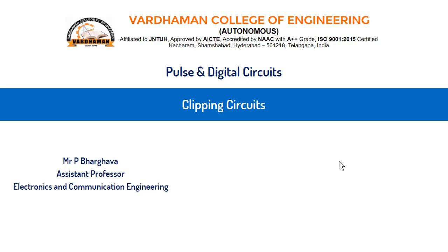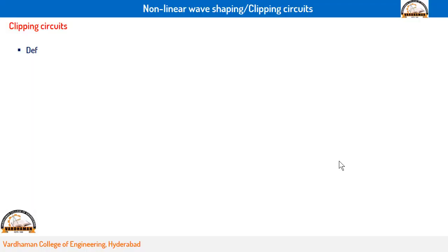Hello everyone. In this particular lecture, I am going to explain about clipping circuits. Basically, till now we have seen linear wave shaping. In that, the shape of the input signal can be altered using a linear network. In our syllabus, we have low pass filter and high pass filter in that criteria. Now, the shape of the input signal can be altered by using a nonlinear circuit, and this process is said to be nonlinear wave shaping.